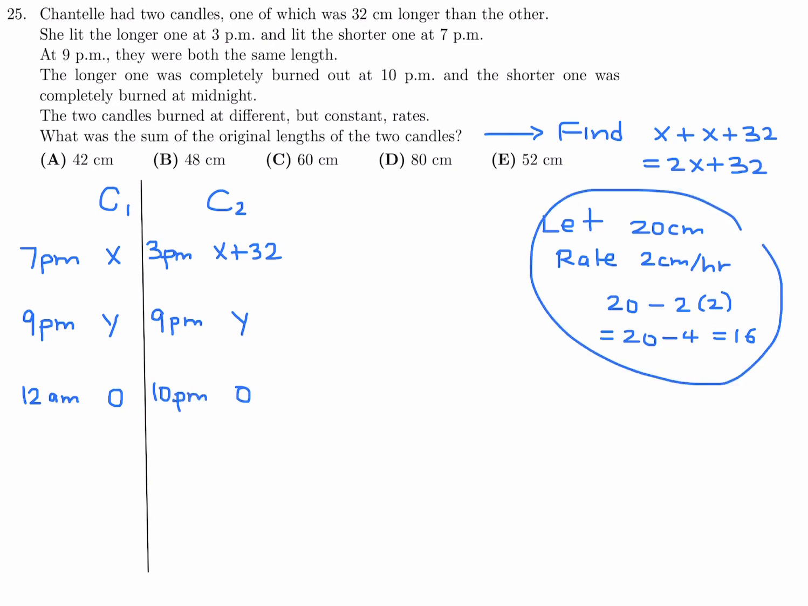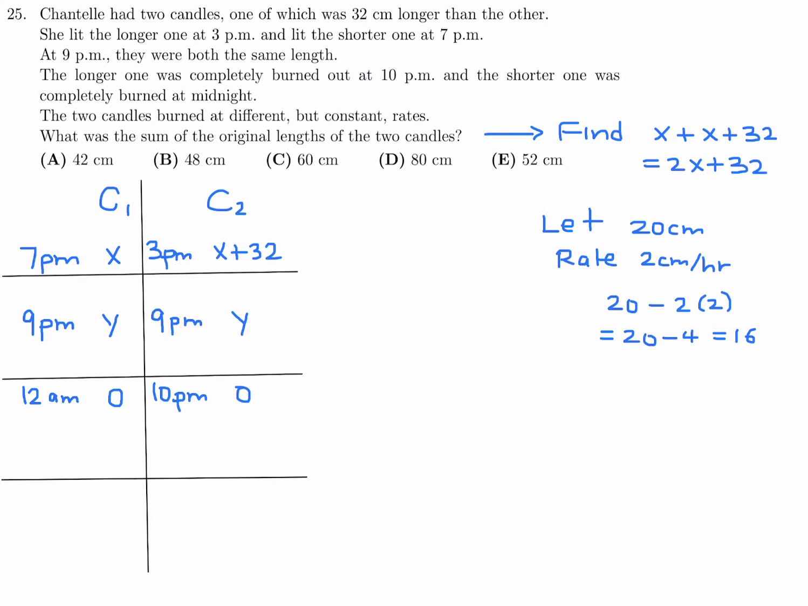Okay, now we're going to get to this whole story right here. So for C1, we have x for the original length. But then after 2 hours, from 7 to 9 p.m. is 2 hours, what will be my length? Well, exactly what I did here. It will be x minus 2 times the rate. And I'll call it rate 1 for candle 1. And that is equal to y. Okay? Nothing fancy, just exactly what I did over here.